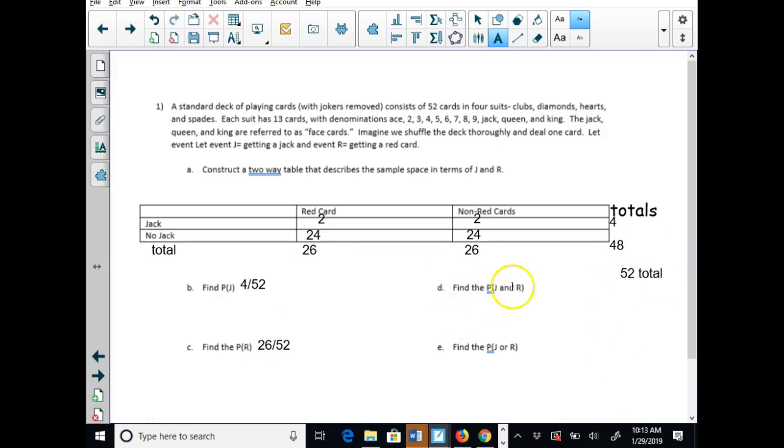Find the probability that we have a jack card and it's also red. Okay, there are 2 jack cards that are also red. So that's 2 divided by 52 total.